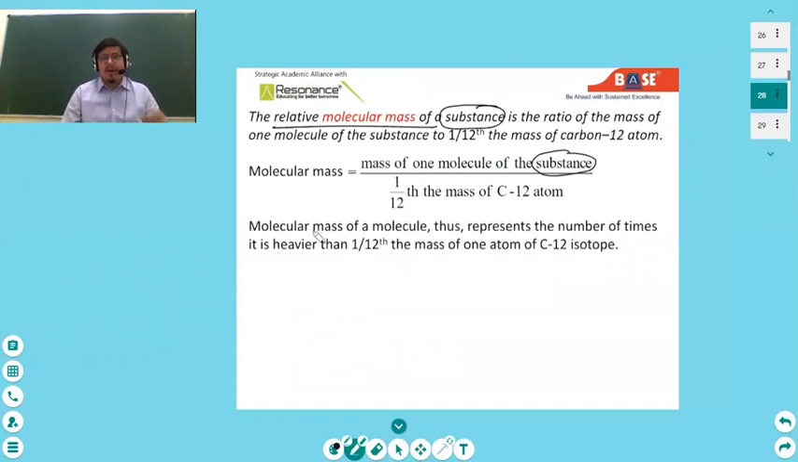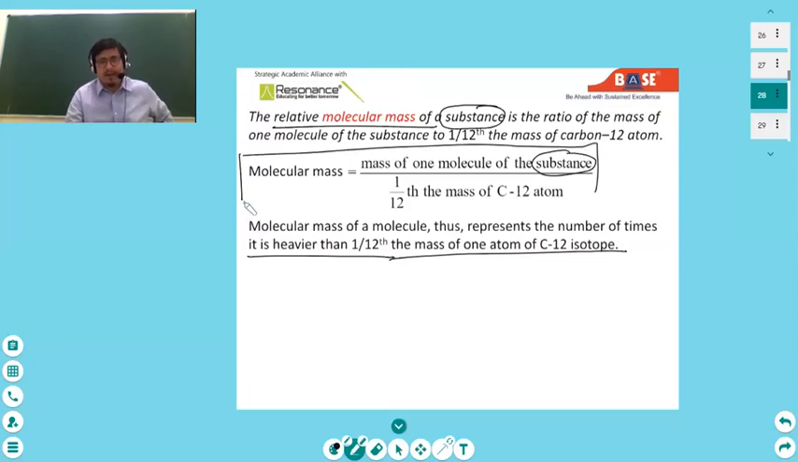Got it? Now the molecular mass of a molecule represents the number of times it is heavier than 1 by 12th of the mass of one atom of carbon 12. In simple words, molecular mass means a molecule will have a mass this many times. So just remember this formula. It will help you find out the molecular mass of a molecule.